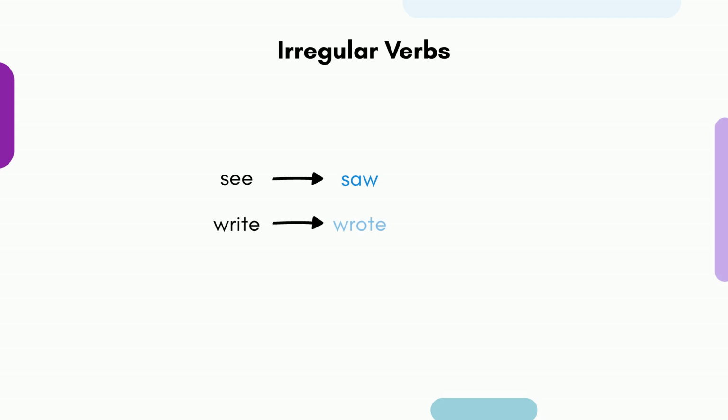But not all verbs are regular verbs. Some verbs are irregular. This means that they do not end in ed. They have different endings. For example, in the past, see becomes saw. Write becomes wrote. Eat becomes ate. And say becomes said. Let's use these words in sentences.